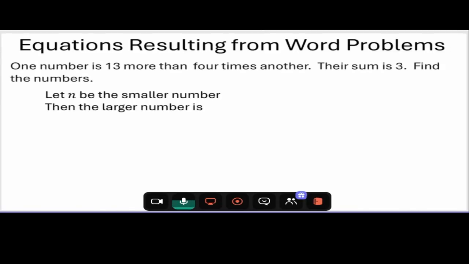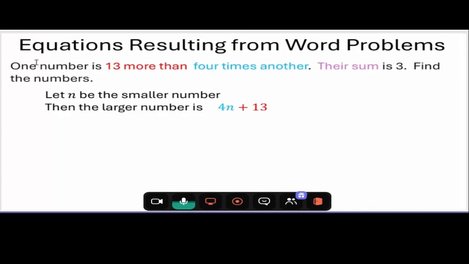So if n is the smaller number, then the larger number is 13 more than, so plus 13, 4 times the other number, 4n. So n is the first number, the other number is 4n plus 13. 13 more than 4 times the smaller number.